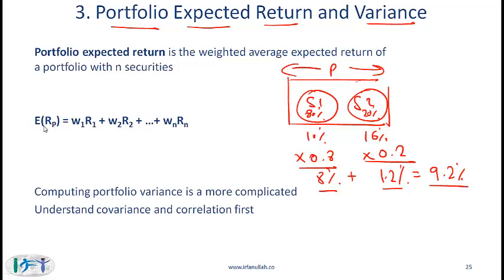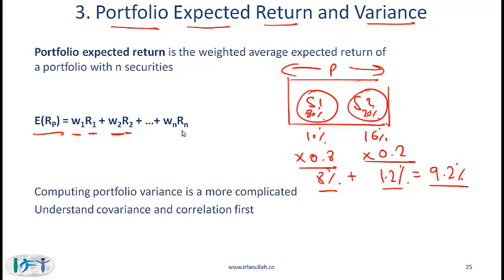To put this in general terms, we can use the formula shown here. The expected return on a portfolio is the weight of your first stock times the expected return on the first stock plus the weight of the second stock times the expected return on the second stock, and so on.